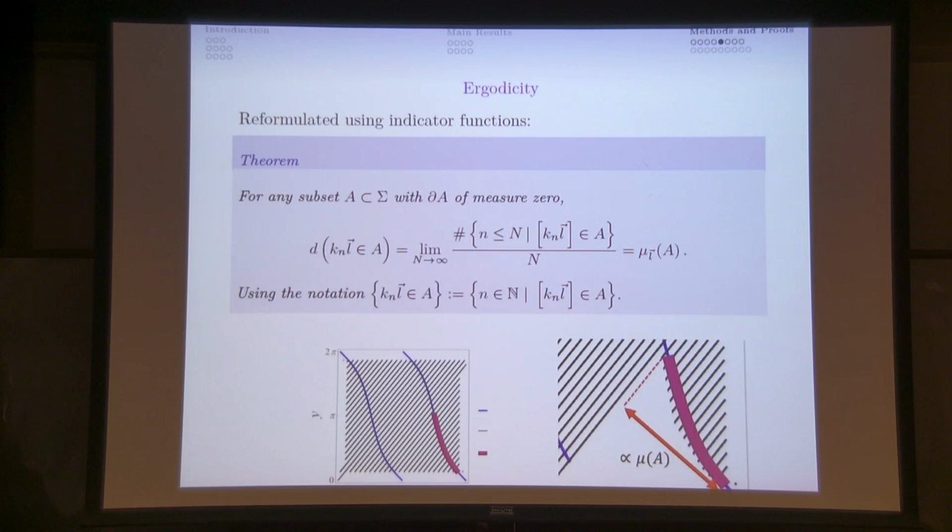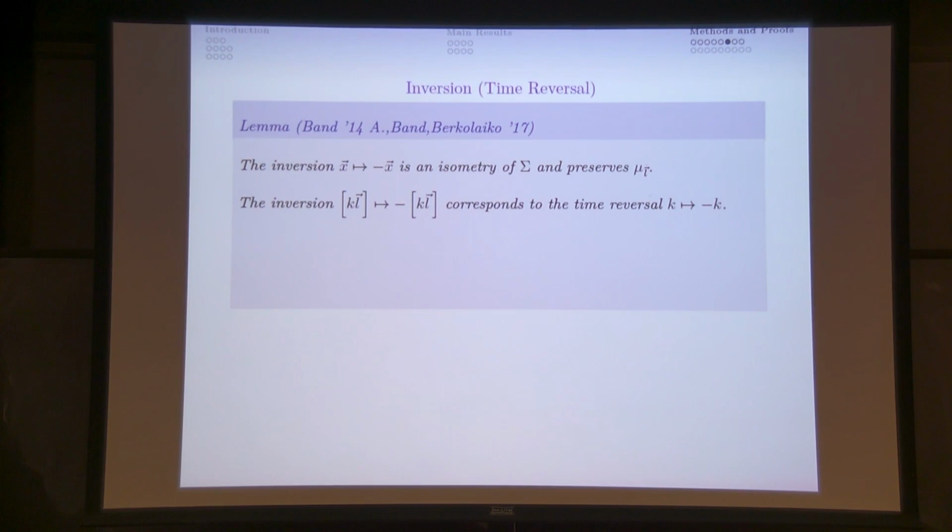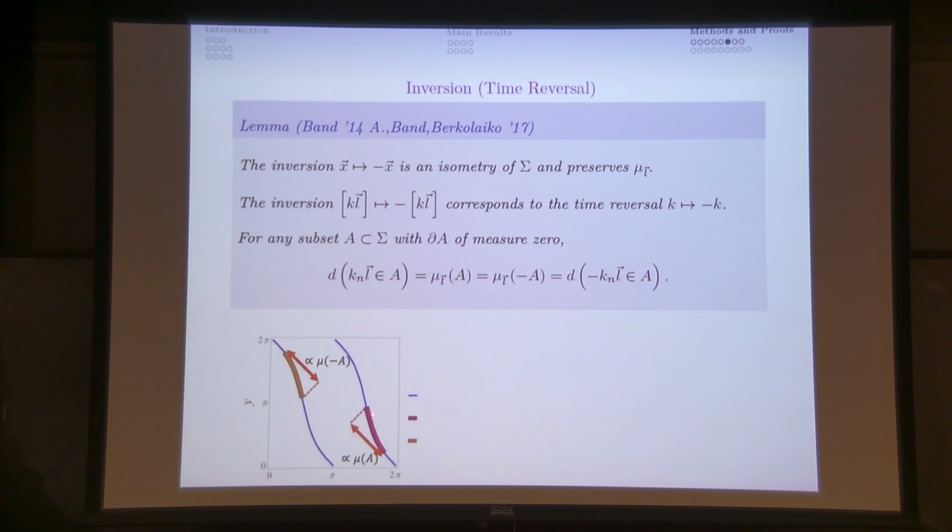Okay, so the next thing I want to talk about is the inversion, which you can think about as time reversal. So taking a certain point to minus its point. If I'm starting with this purple set, I would take just minus the purple set, I would land here, and that's going to be an isometry of this manifold, and it's going to preserve my measure. So once I have something which is measure preserving, it means that the measure of a certain set A would be the measure of the set minus A. And this would exactly mean that the density of these guys would be the density of these guys.